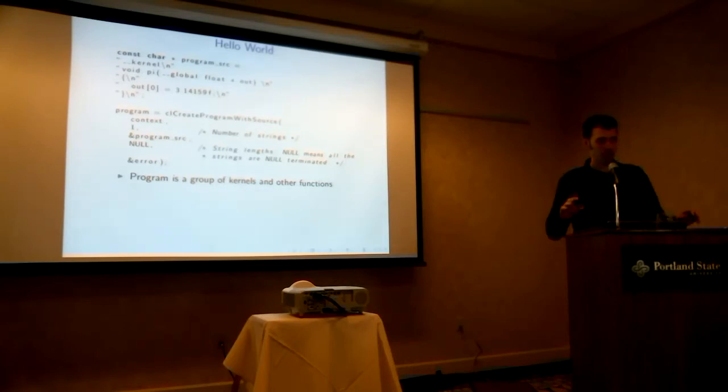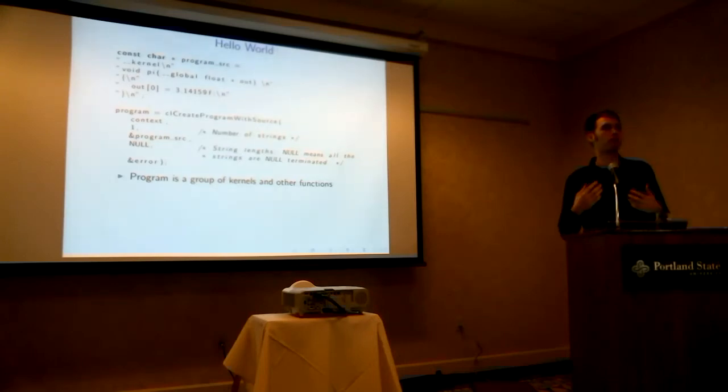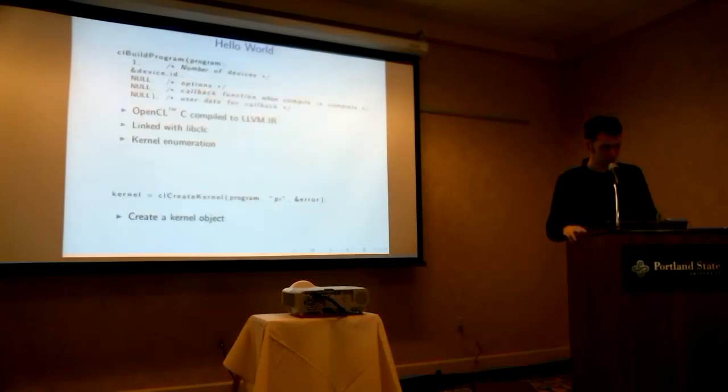Once you have all the context stuff set up, you can create a program. Here I have a basic program that just writes the value of pi to an output buffer. To create a new program, just use this API function. An OpenCL program is a collection of kernels and maybe other helper functions. You can compile multiple kernels into the same program, and then you can pull out the ones you want to use when you actually want to execute it. So you can put everything in one file if you want.